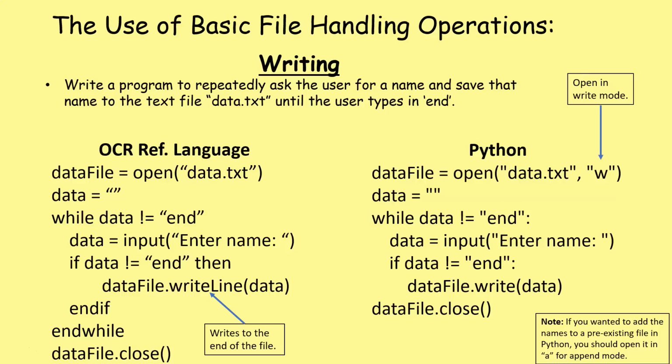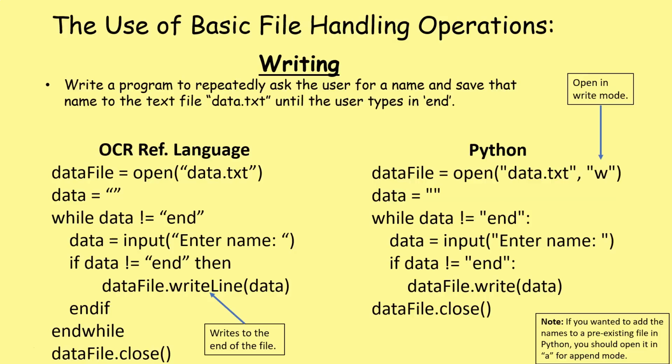In the OCR reference language, that is: data file equals open data.txt. We're going to create data and just give it as a blank string. While data not equal to end, data equals input enter name. If data not equal to end, then data file.writeLine data, end if, end while, data file.close.